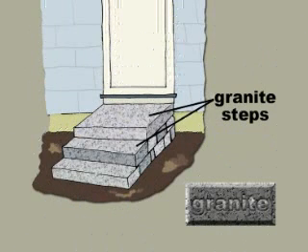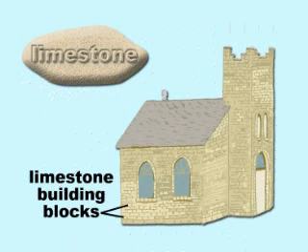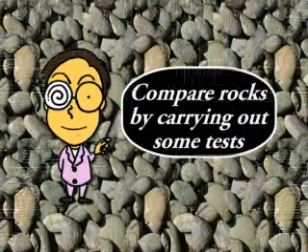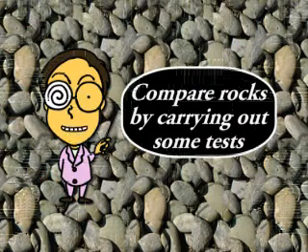Granite is very hard and does not wear down easily, so it is used for steps to buildings. And limestone is soft, so it can be cut and shaped easily to make the building blocks of buildings. You can compare the characteristics of rocks by carrying out some tests.